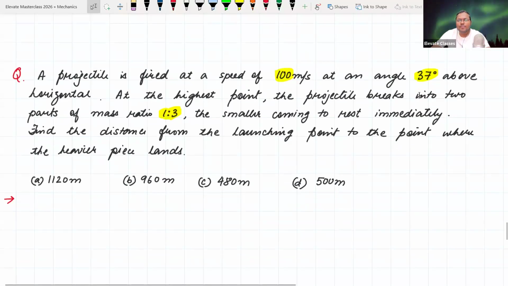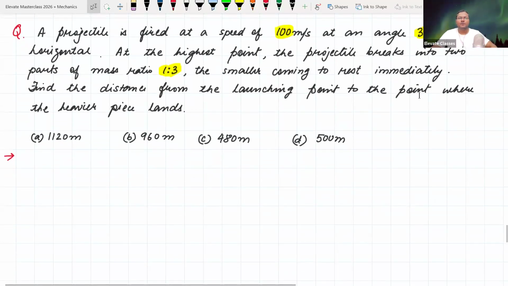A projectile is fired at a speed of 100 meter per second at an angle of 37 degrees above the horizontal. At the highest point, the projectile breaks into two parts of mass ratio 1:3, the smaller coming to rest immediately. Find the distance from the launching point to the point where the heavier piece lands.